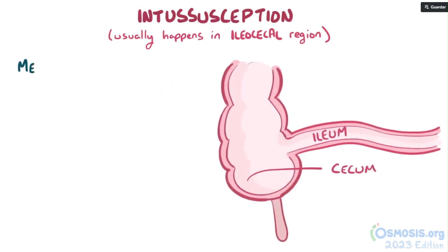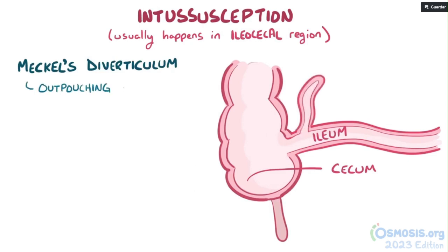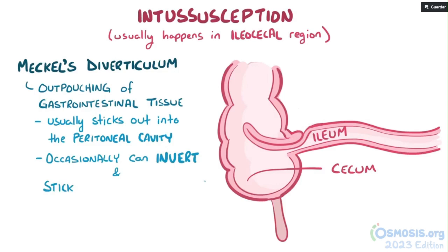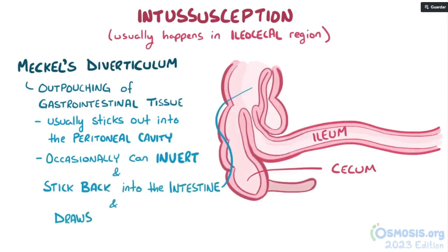Intussusception can also be caused by a Meckel's diverticulum, which is an abnormal outpouching of gastrointestinal tissue that sticks out of the ileum and into the peritoneal cavity. Occasionally, the diverticulum can invert and stick back into the intestine, allowing it to serve as a lead point that again drags the ileum into the cecum.